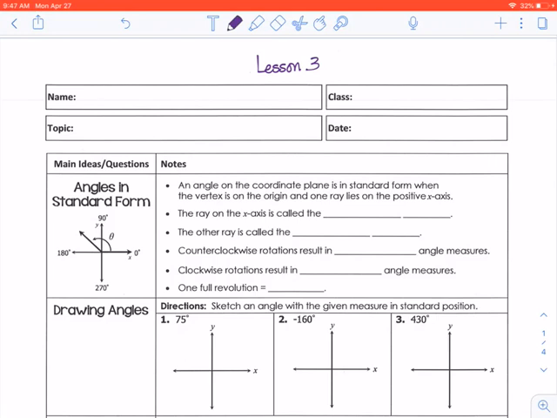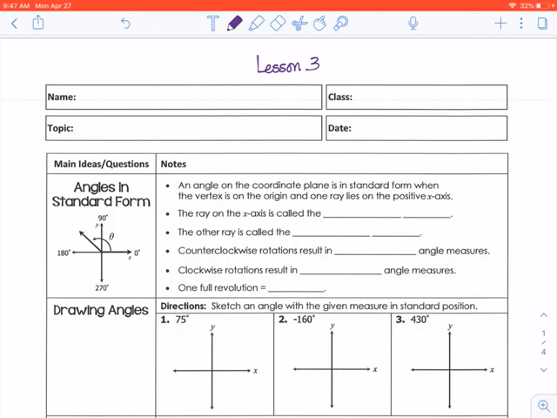Hope lessons 1 and 2 went okay. We are going to start getting into more trig. This is information you've not seen before, so it is very important that you stick with me till the end. Do the best you can, and again, come to my optional office hours if you have any questions. So we're going to start with something called angles in standard form.